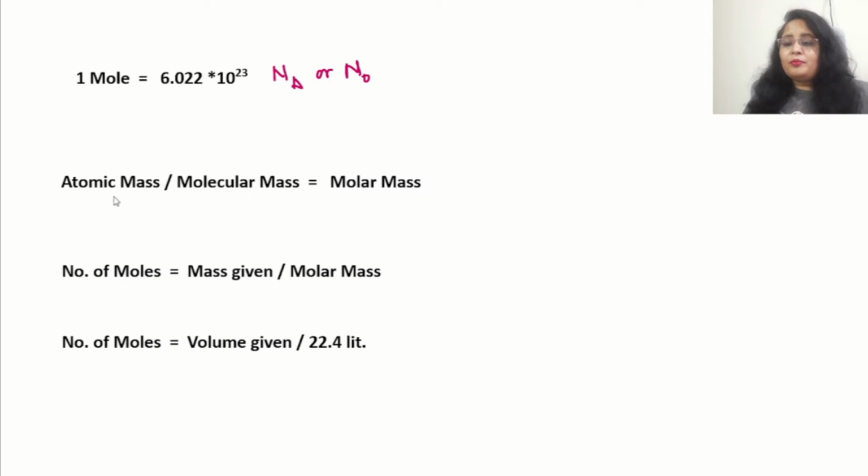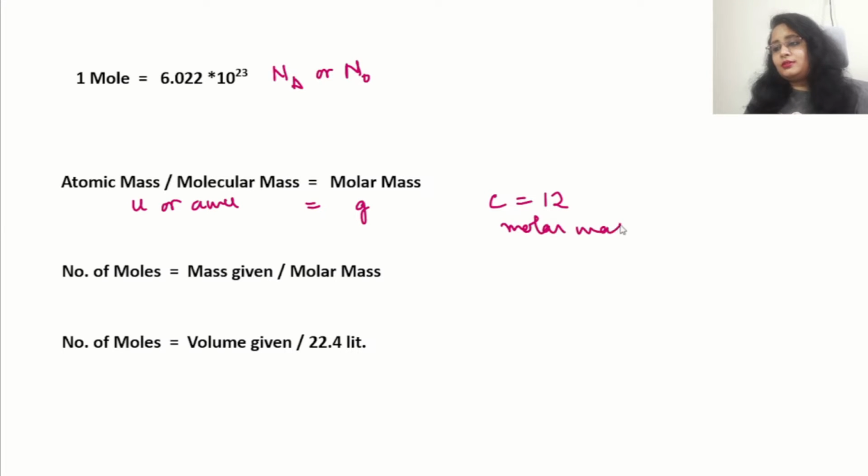Second, which is a very important point, is that atomic mass or molecular mass, or we can say ionic mass, are all equal to molar mass. The only difference is that atomic mass or molecular mass is shown in units of AMU, and molar mass is always denoted in terms of gram. So whenever mass is said in terms of grams, it is called molar mass. So if we have carbon, its atomic mass is 12, so its molar mass is equal to 12 gram.